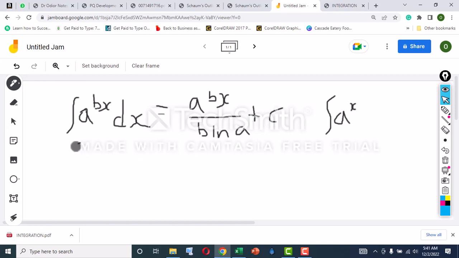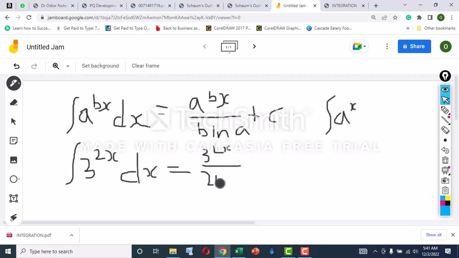So for example, we are given the integral of 3 raised to power 2x dx. Can you see? So we are going to have 3 raised to power 2x over 2 times ln 3.